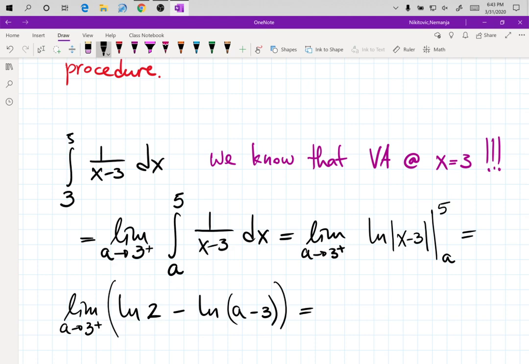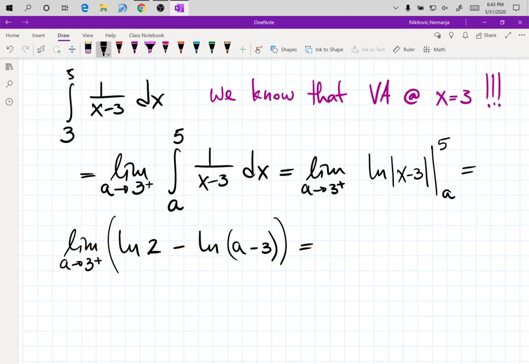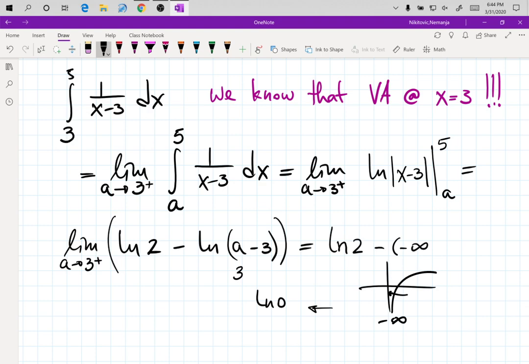So ln of 2, that's a number. We have nothing to do there, right? The question is, what is happening with ln of 0 as you are approaching from the right? Because when you plug 3 in here, you're going to have ln of 0, approaching it from the right. If you draw ln and approach 0 from the right, you get negative infinity. So this turns out to be ln of 2 minus negative infinity, so the whole thing is infinity and diverges.